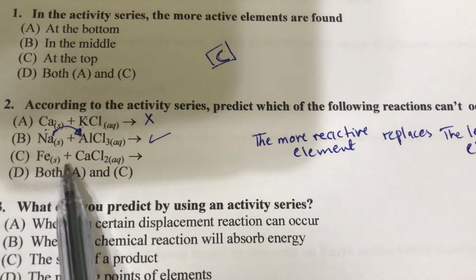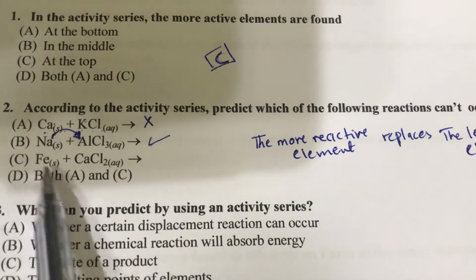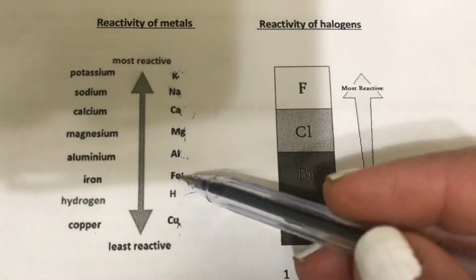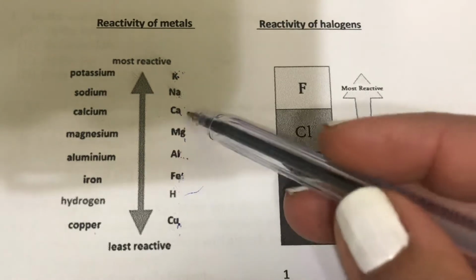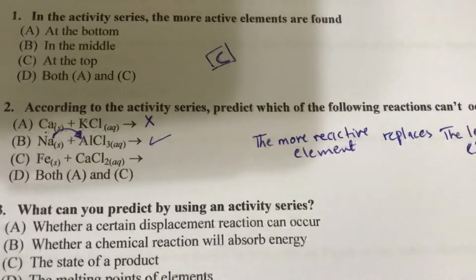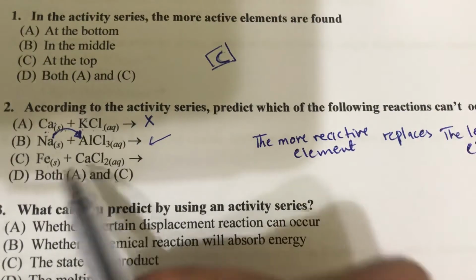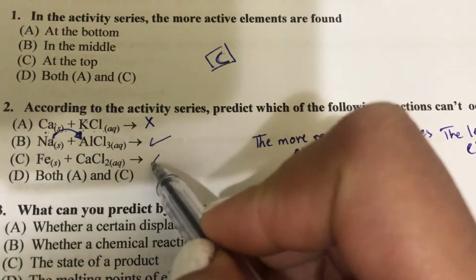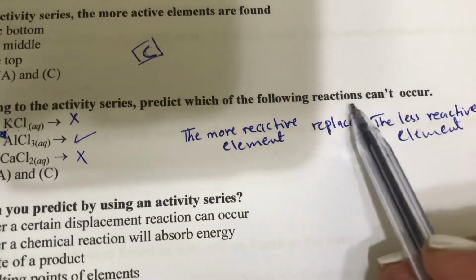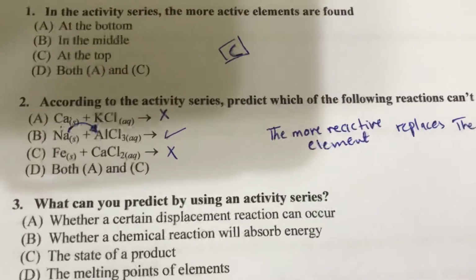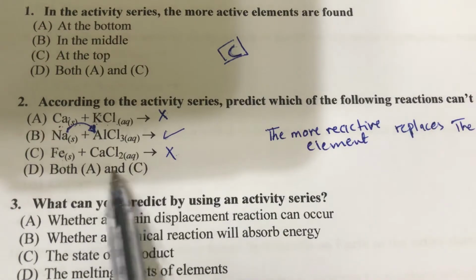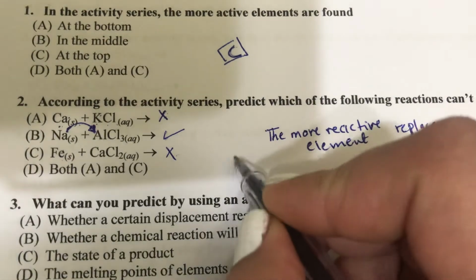C. Iron plus calcium chloride. So does iron replace calcium? No, because iron is less reactive than calcium. So iron can't replace calcium. So this reaction can't occur. And the question asks about reactions that can't occur. So the correct answers are A and C. A and C, so D.